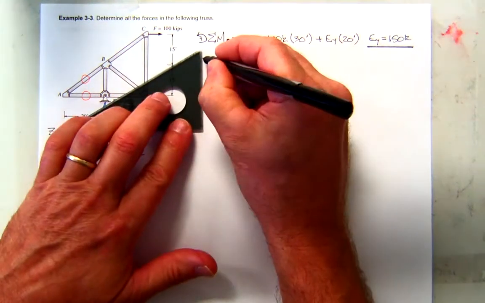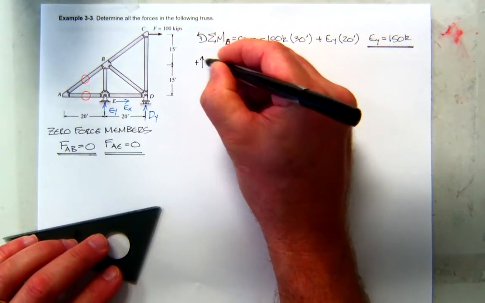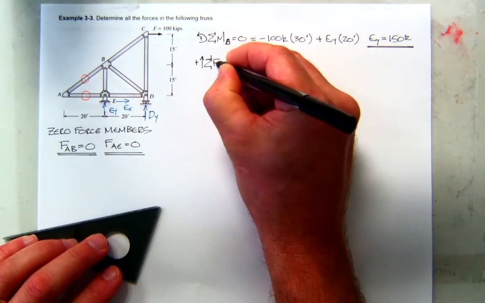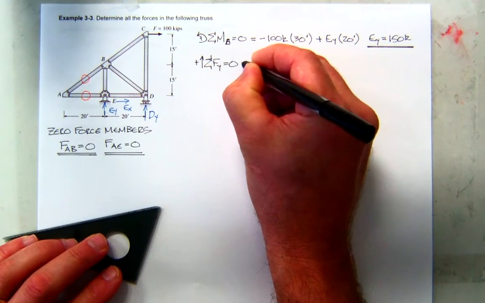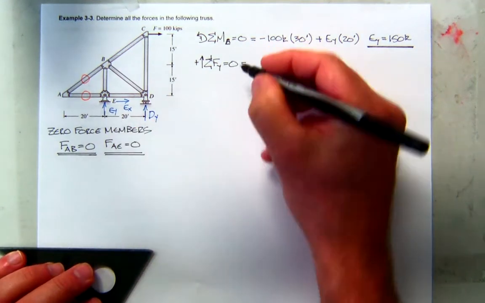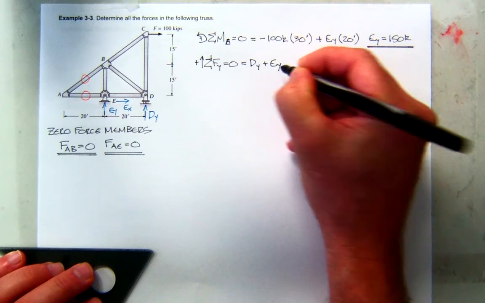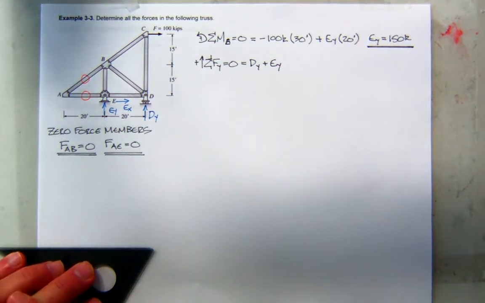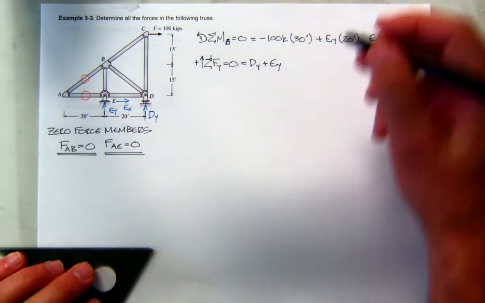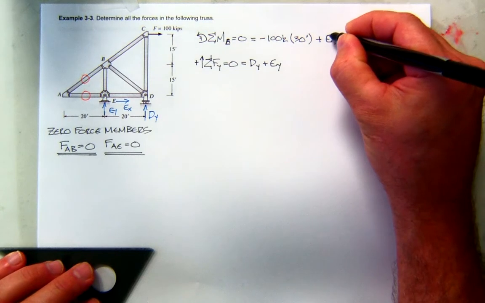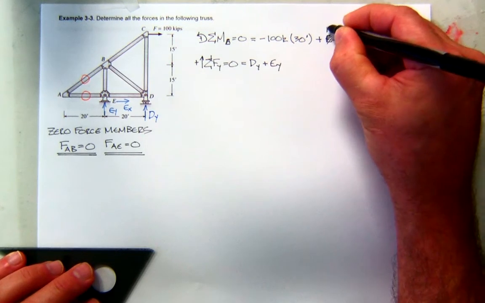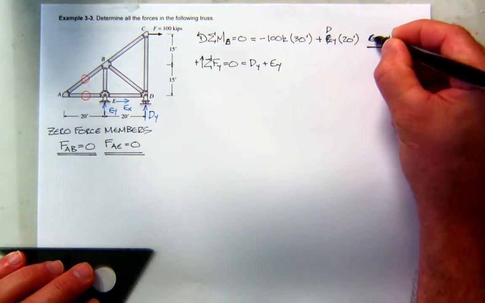So now we can sum forces in the y direction. And what do we have for that? Well, EY and DY are both up, so those will be positive in my accounting. Wouldn't that be EY? What did I say? Oh, I messed that all up. You're right. This should be D, and this should be D. Thank you.